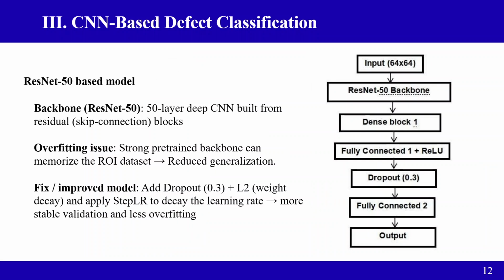However, ResNet 50 uses a pre-trained backbone, so it can fit a small ROI dataset too easily and cause overfitting. To reduce this, we apply regularizations like dropout, L2 penalty, also called weight decay, and learning rate scheduling to stabilize training and improve generalization.